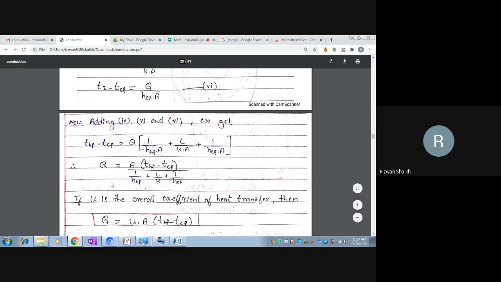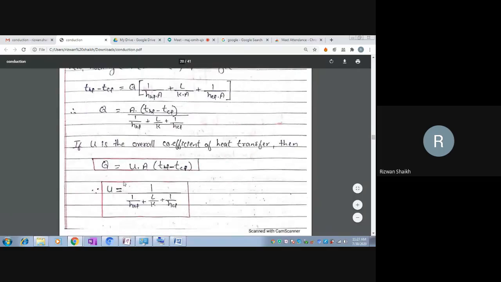If I write this in terms of the overall heat transfer coefficient, the equation can be written as Q is equal to U A into THF minus TCF, and that U is 1 upon (1 by HHF plus L by K plus 1 by HCF). So this expression is required to solve the problem whenever we have heat flow from one fluid to another fluid through a metal wall.